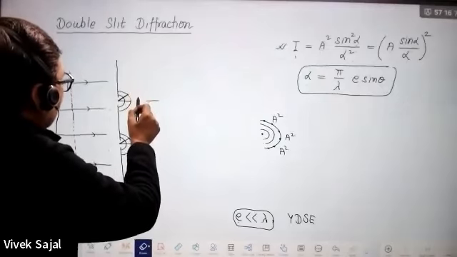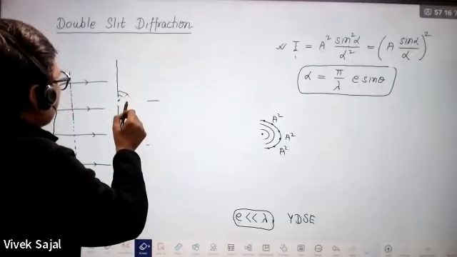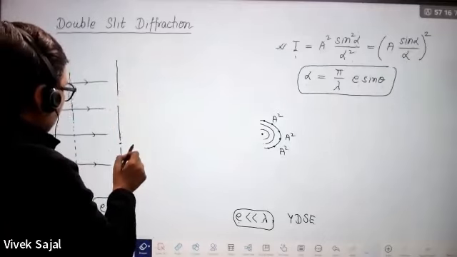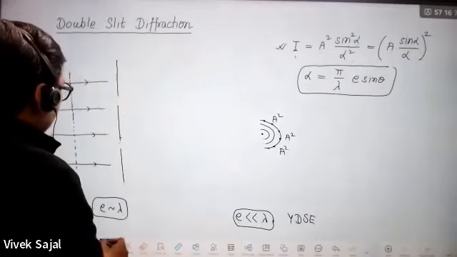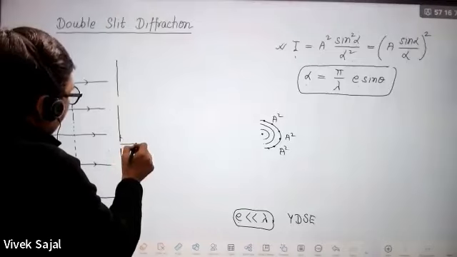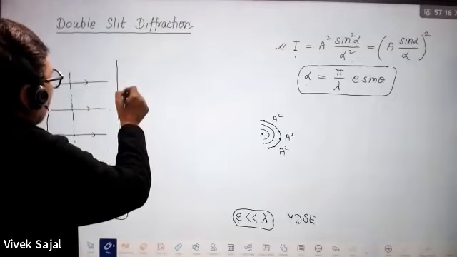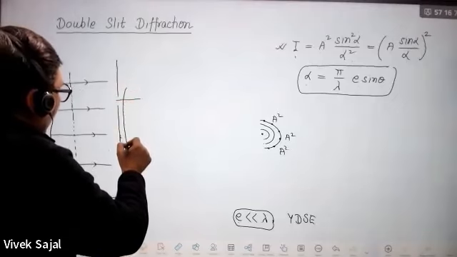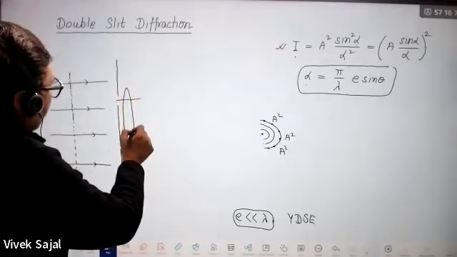So what I'm doing here, I'm placing a convex lens in front of these two slits. So these are two slits. This is the original direction of the light, and I place a convex lens like this, very close to these two slits.